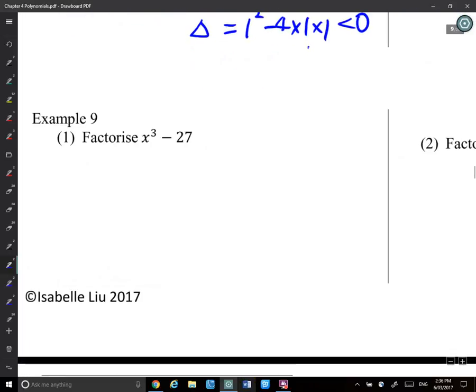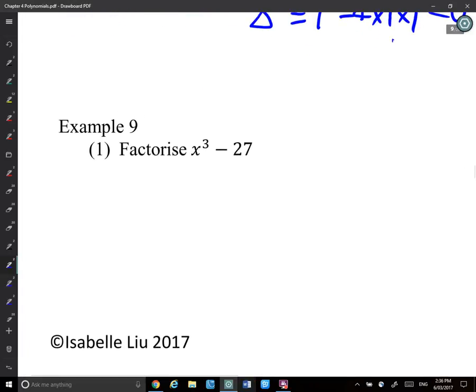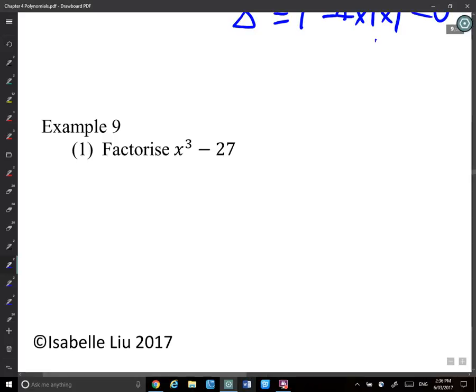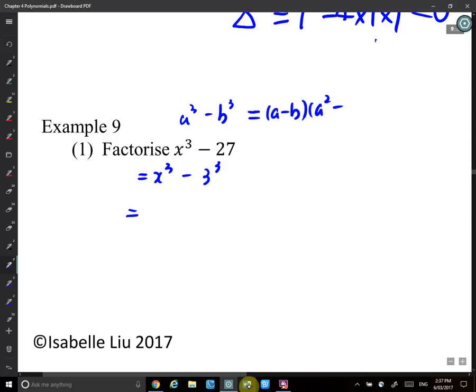Okay, so number 9 is asking you to factorize that. There are 2 ways to do it. The easier way will be a cubed minus b cubed. So there's x cubed minus 3 cubed. And the formula is a minus b, a squared plus ab plus b squared, which I asked you to remember last week. So you have x minus 3, x squared plus 3x plus 9.